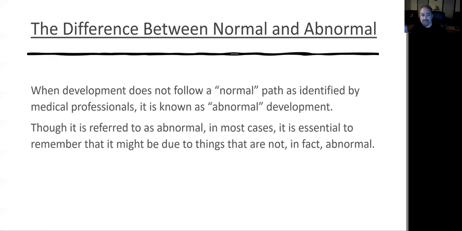When development does not follow a normal, quote unquote, path as identified by medical professionals, it is known as abnormal development. Though it is referred to as abnormal, in most cases it is essential to remember that it might be due to things that are not in fact abnormal.